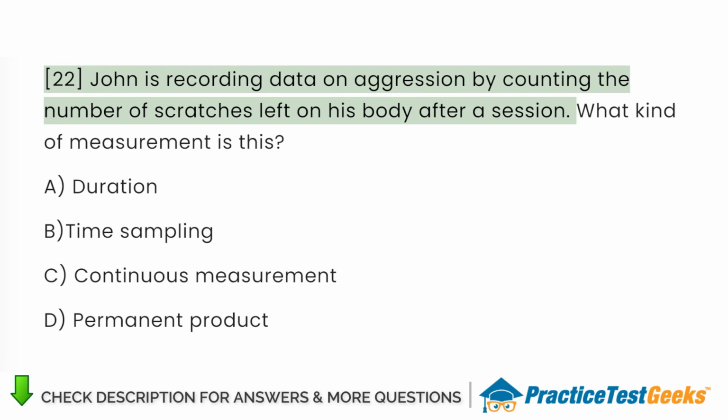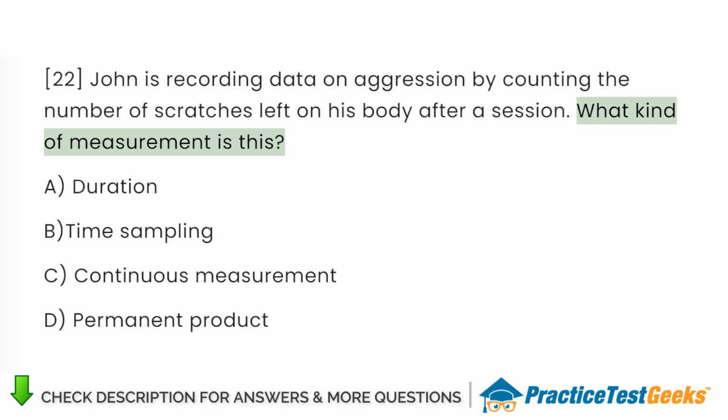John is recording data on aggression by counting the number of scratches left on his body after a session. What kind of measurement is this? A. Duration. B. Time sampling. C. Continuous measurement. D. Permanent product.